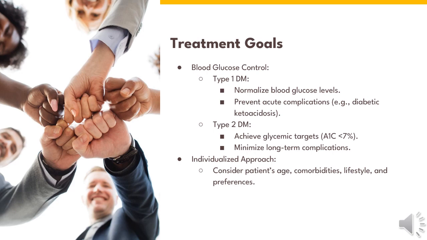Normally, an A1C level below 5.7% is considered normal. For pre-diabetes, an A1C level between 5.7% and 6.4% suggests pre-diabetes, indicating a higher risk of developing diabetes. Now, for diabetes, an A1C level of 6.5% or higher in two separate tests confirms diabetes. For individuals with diabetes, maintaining an A1C level below 7% is generally recommended to minimize the risk of complications.